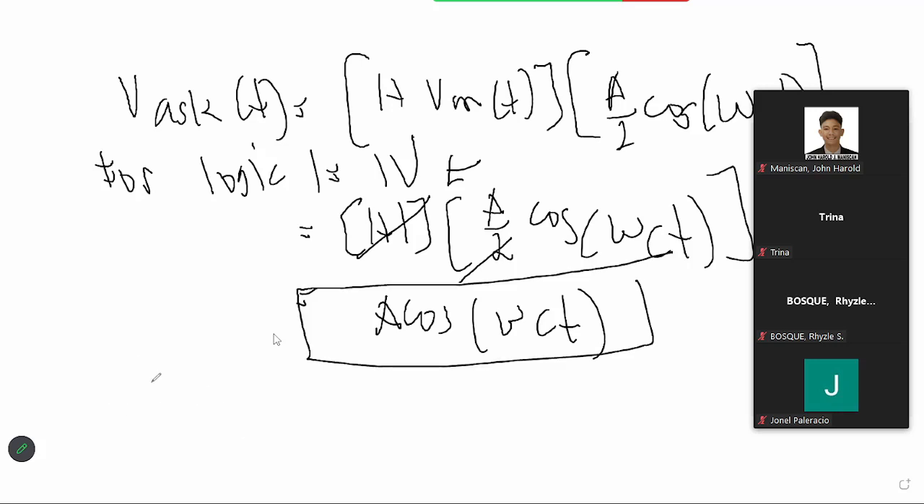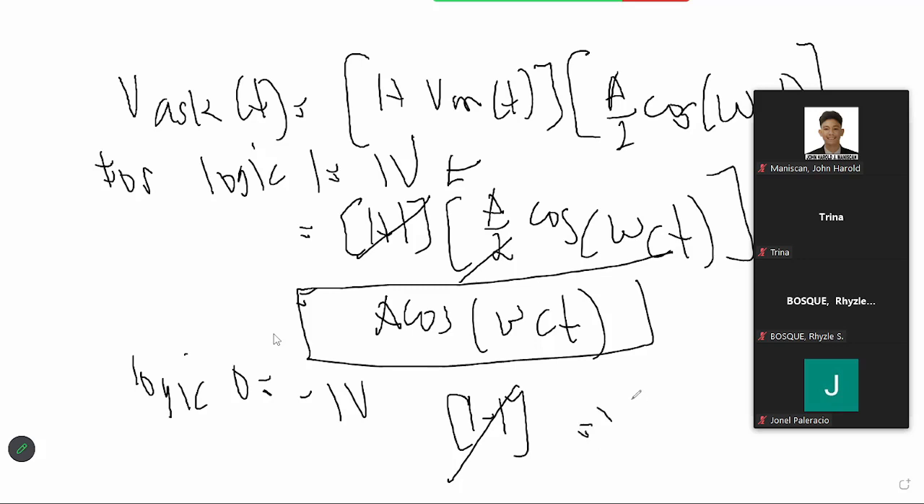Right? So when we're dealing with logic 0, which is equal to negative 1 volts, this will be just equal to 1 minus 1. So basically, this is a 0. Automatic, kasi 0 multiplied by this one is 0. Okay? So again, we only have two outputs for binary ASK, which is A cosine omega ct or 0. Okay? Nagets? Yes po. Yes, sir.